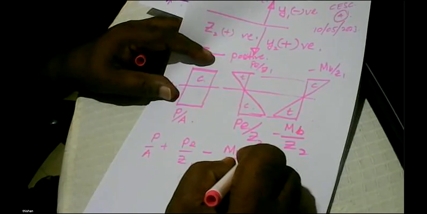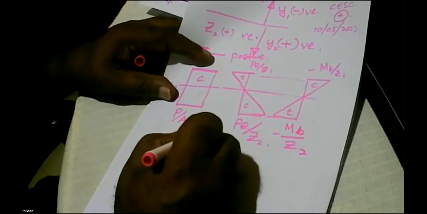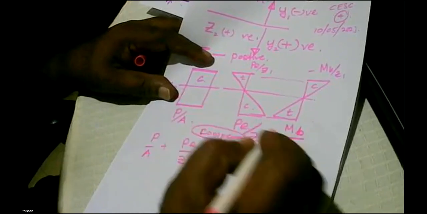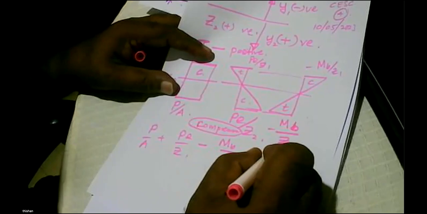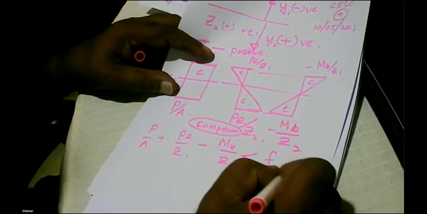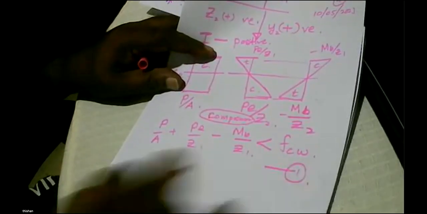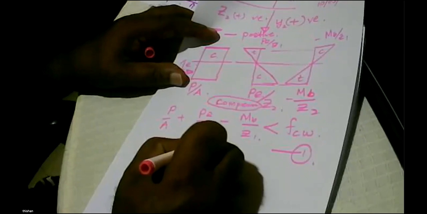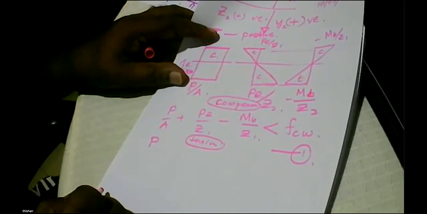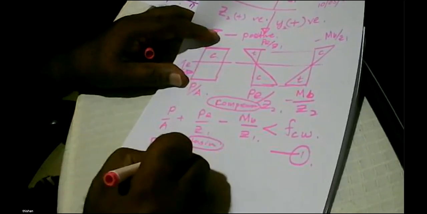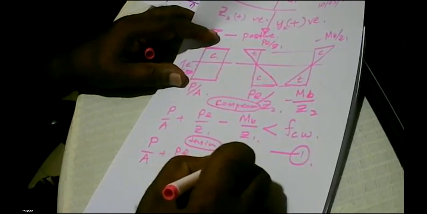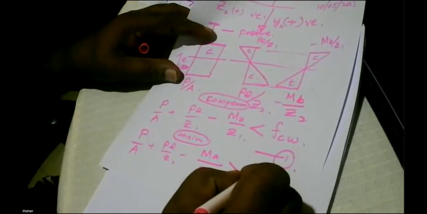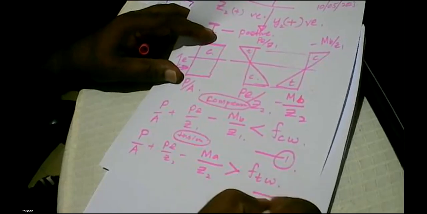So here you get the top fiber, so it's going to fail in compression. So if that is the case, it should be less than compression under working conditions. So that is first. Now you look at the bottom fiber, how it's going to fail in tension. The bottom fiber is going to fail in tension. So P over A plus PE over Z2 minus MA over Z2 should be greater than tension at number 2.